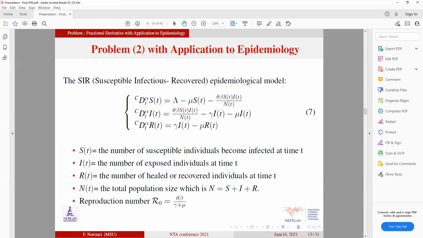We also represented the reproduction number as R of 0. This number represents the number of people who become exposed to susceptible people. And we want to know how many of the people are getting infected after time t.